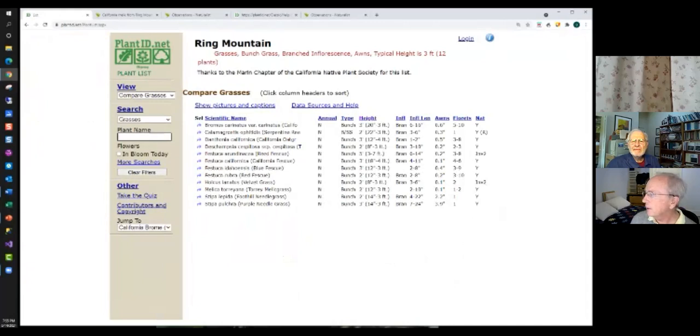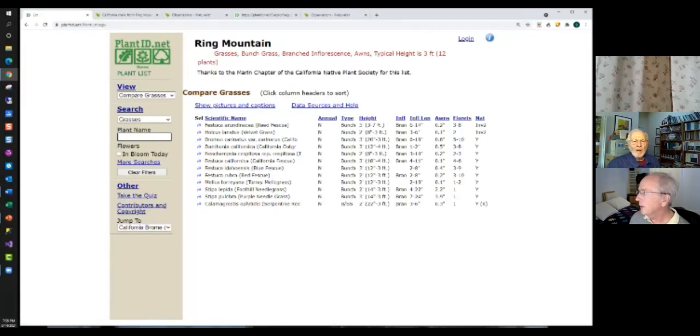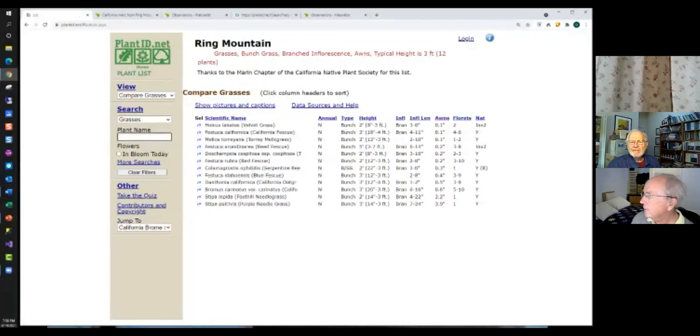As you remember, you can click on the column header to organize your 12 grasses in any of these criteria. So I clicked on native status, and you'll see that almost all bunch grasses on Ring Mountain are native, but two are invasive, the reed fescue and the velvet grass. If I click on awns, then we'll see that some of these grasses have very short awns and others have long ones. The ones that have the longest are the needle grasses.